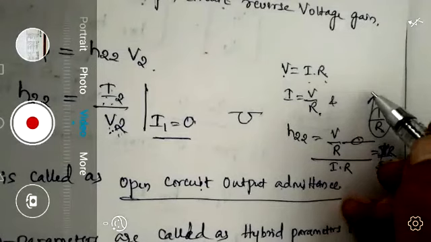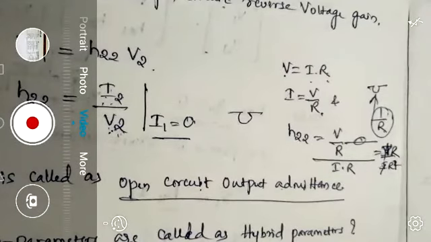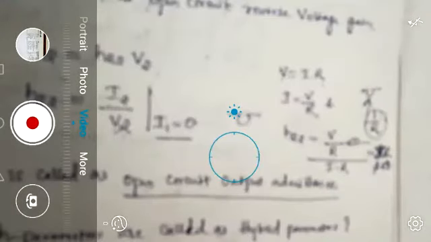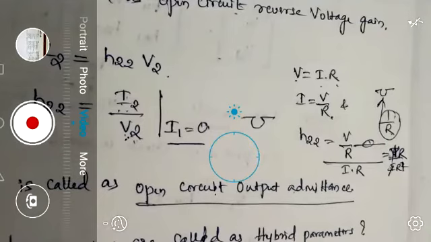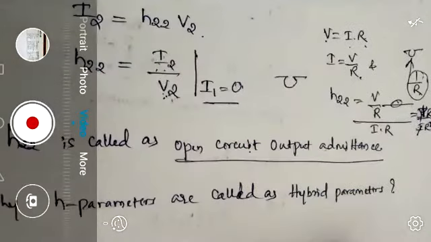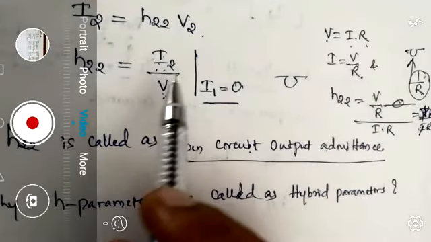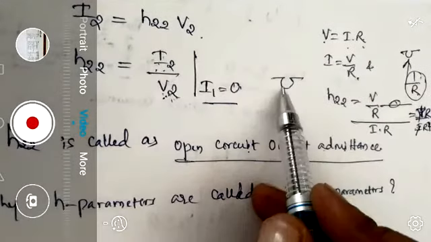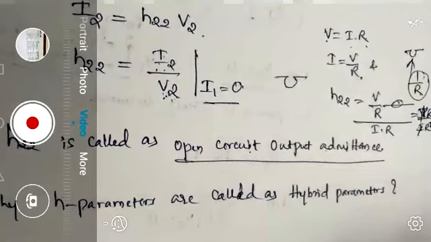Reciprocal of resistance is called as mho. Reciprocal of resistance or reciprocal of impedance is called as mho. So because of that reason, the SI unit of H22 is I by V. Because of that, the SI unit is mho. Clear?